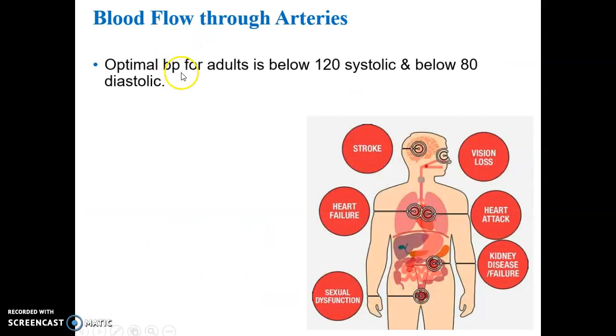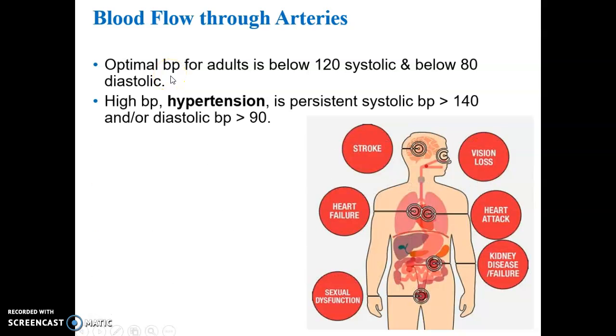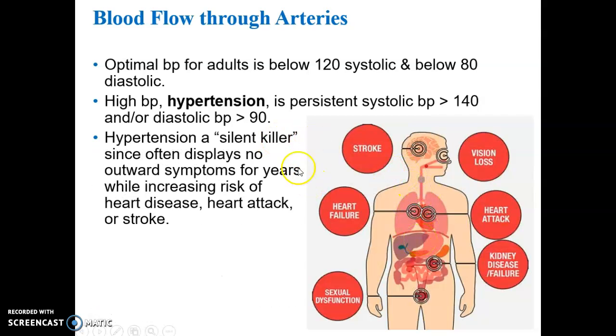So the optimal blood pressure for adults is below 120 systolic and below 80 diastolic. High blood pressure, or hypertension, is a persistent systolic blood pressure over 140 and/or a consistent diastolic blood pressure over 90. And what this does is it puts additional stress on the whole cardiovascular system and additional components of the body.